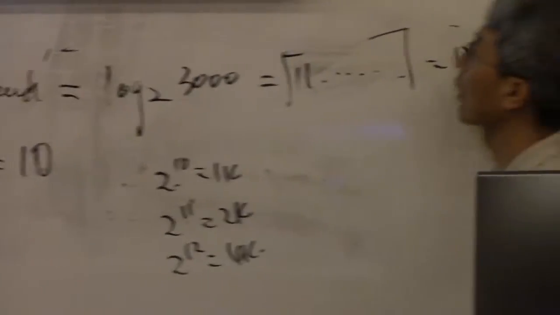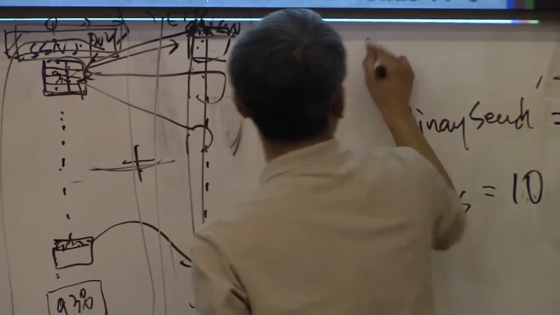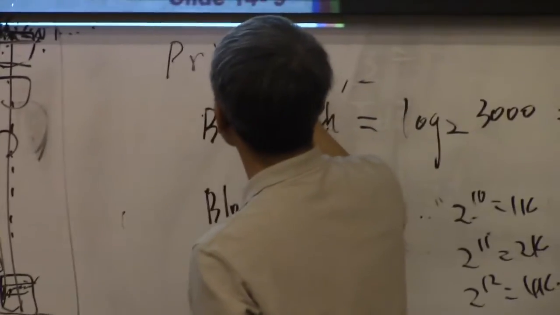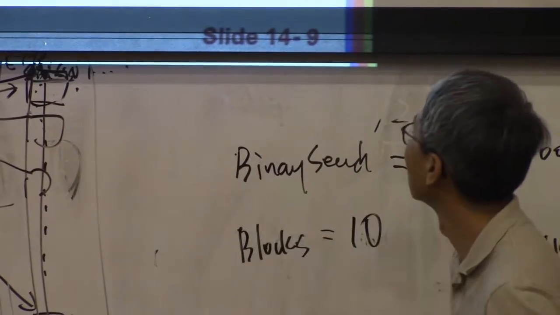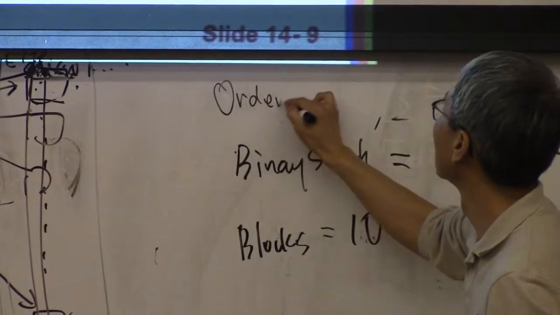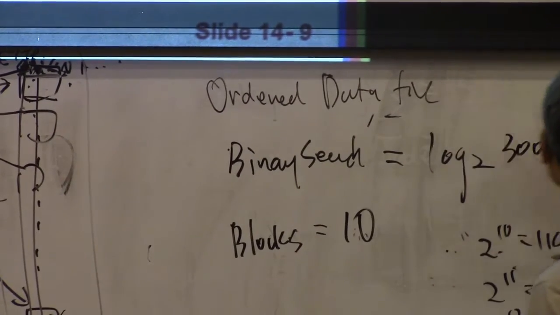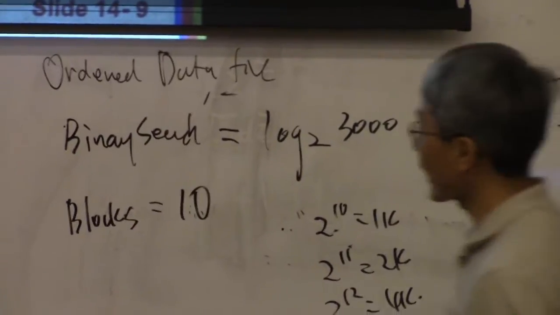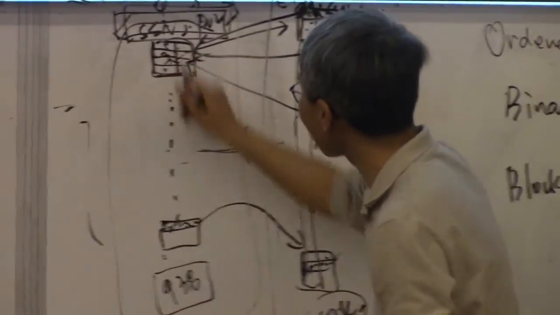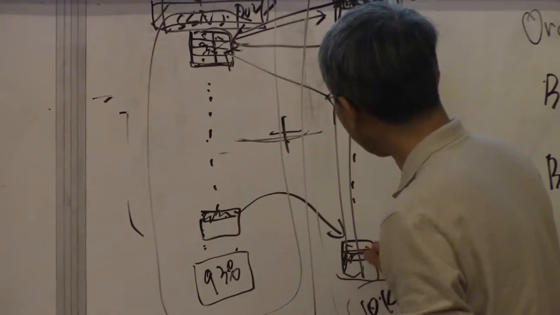So 12 blocks. So without using an index, on the ordered data file, it takes 12 blocks. Then using an index, we can create a sparse index with one entry for each data block.